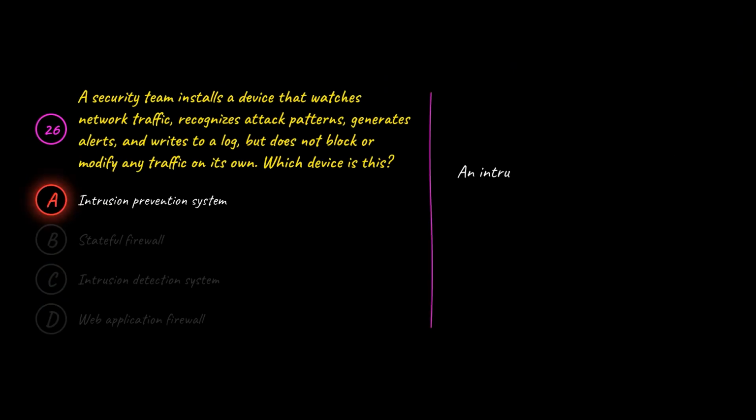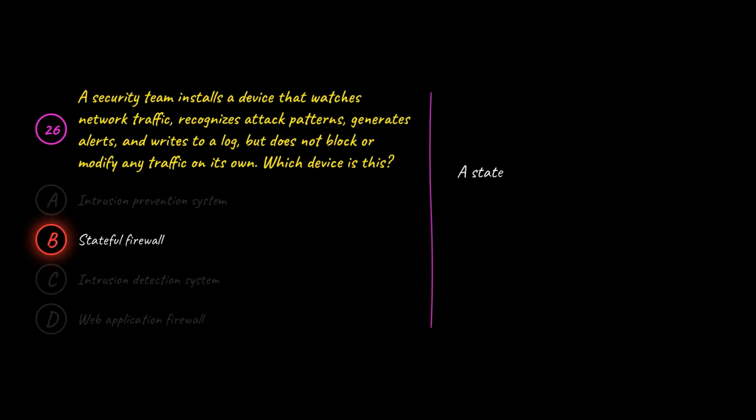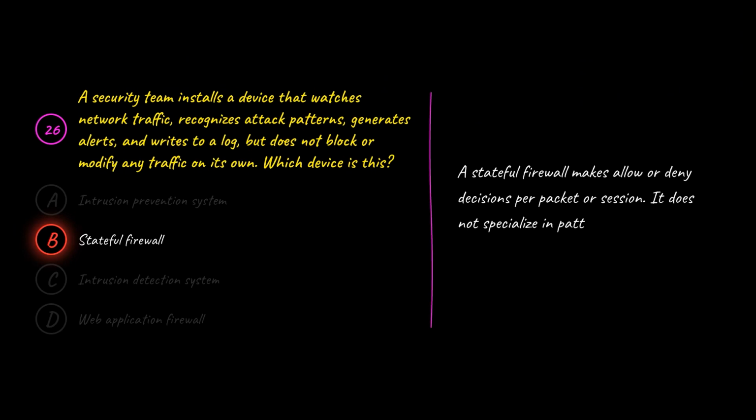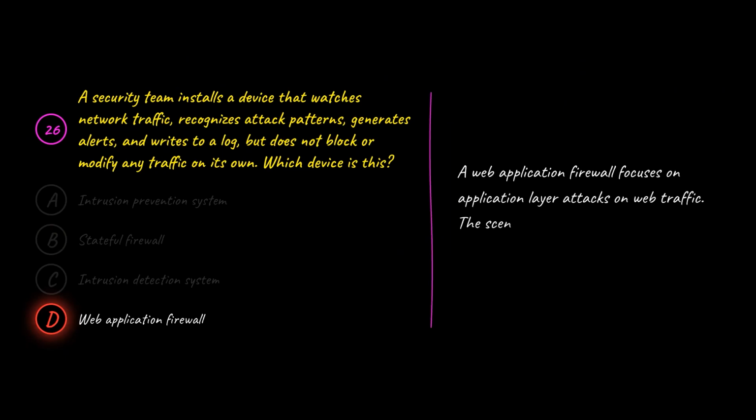A is wrong because an intrusion prevention system actively blocks or modifies malicious traffic in addition to detecting it. The scenario explicitly says traffic is not blocked. B is wrong because a stateful firewall makes allow or deny decisions per packet or session. It does not specialize in pattern-based attack recognition. D is wrong because a web application firewall focuses on application layer attacks on web traffic. The scenario describes general network monitoring, not a web application focus.